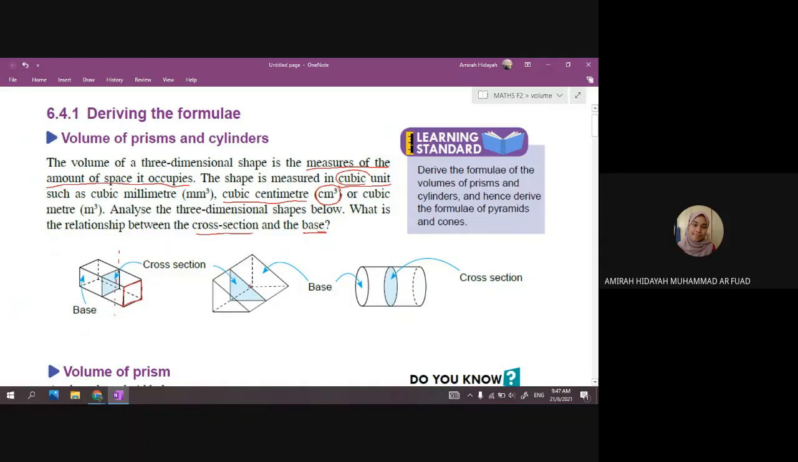Okay, same goes to this triangular prism. Dia punya base dia yang ni kan. Dan cross section ni kalau kamu potong tengah ni, kamu akan dapat bentuk triangle juga. Same like the base. Okay, same goes to cylinder, akan dapat circular shape kalau cross section dia. Dan base dia pun adalah circular shape. Alright.